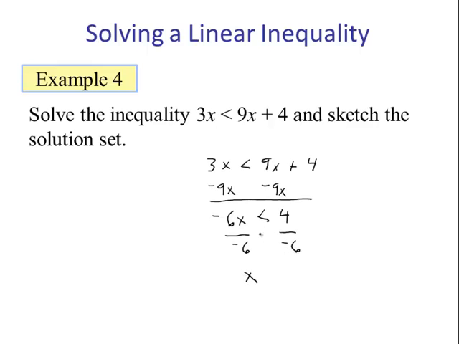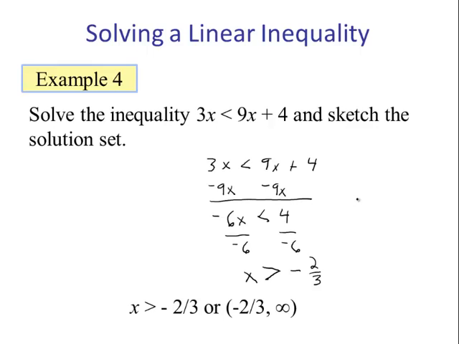Because I'm dividing by a negative number, I have to flip the sign. Positive divided by negative is a negative, and 4 over 6 reduces to 2/3. So the inequality is x is greater than negative 2/3. The solution set is all numbers greater than negative 2/3. And we can write this in interval notation as parenthesis negative 2/3, comma, infinity, parenthesis.